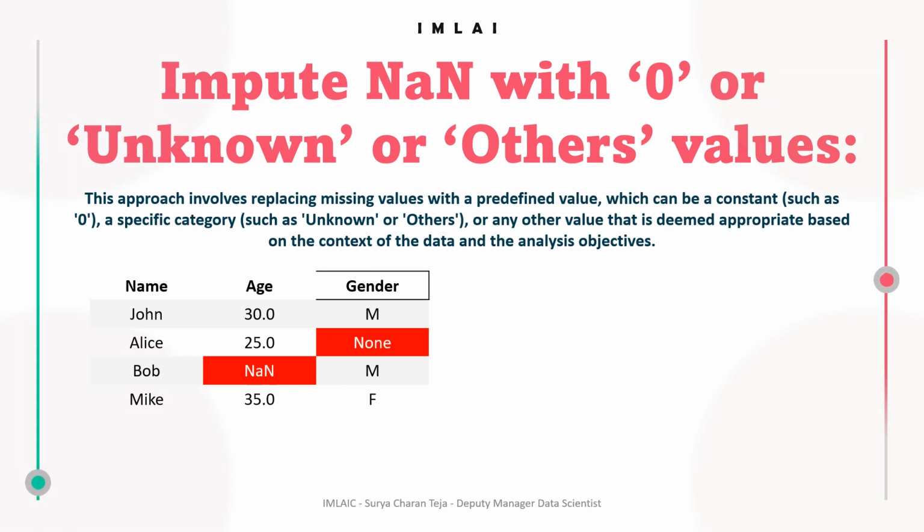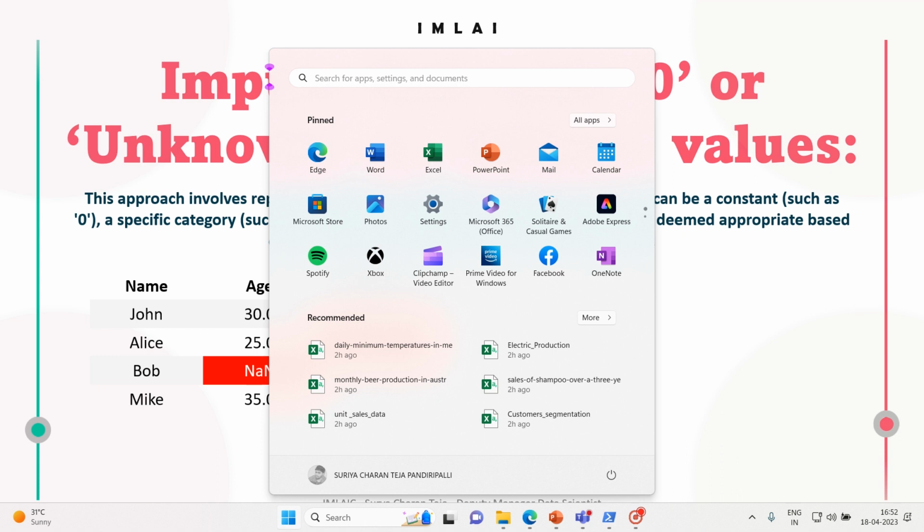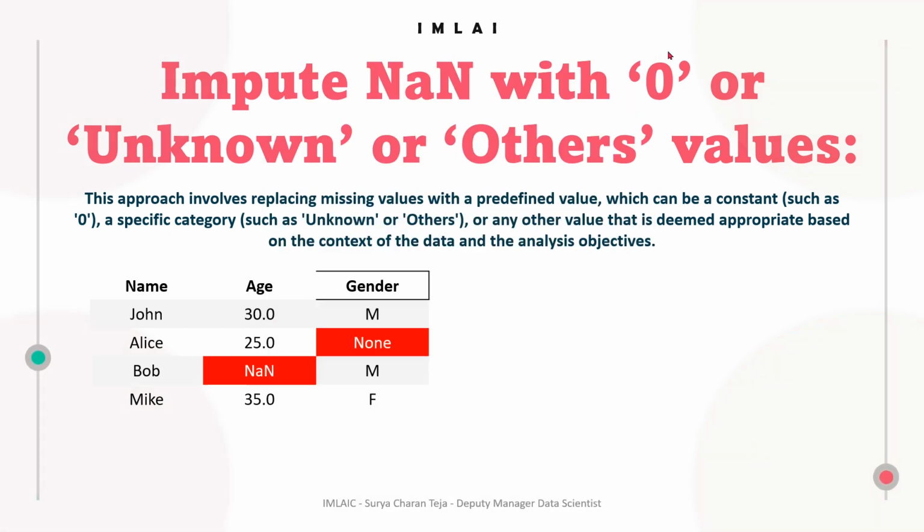Okay, so now let's take one example. Before that, let's look into how this impute nan with 0 or unknown or other value works. This is the data set we have here on the screen. This data set consists of 3 columns. Out of that, 2 columns are having missing values. Age has a missing value which is nan, and similarly the gender column also has one missing value.